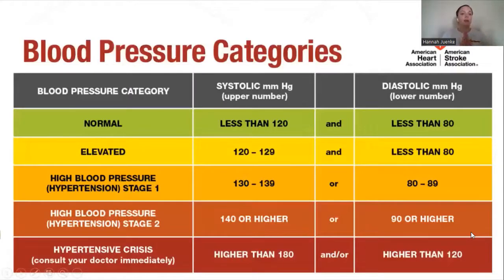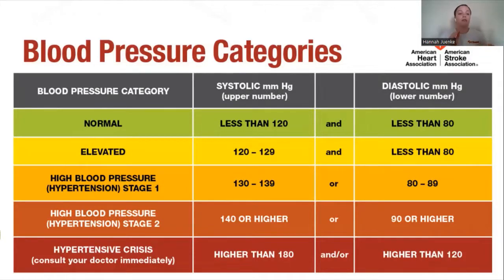Okay, here are some blood pressure category levels. What's considered normal is if we have our systolic less than 120, our diastolic less than 80. That's what we're kind of shooting for. So that's, again, that 120/80 area.